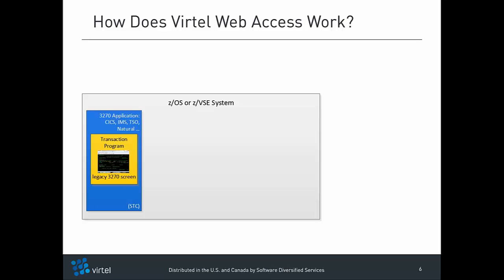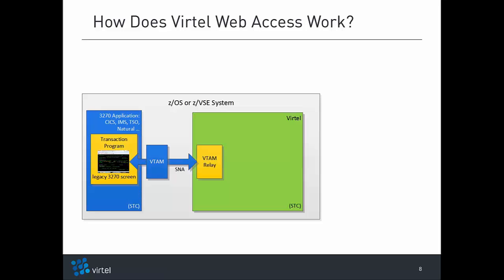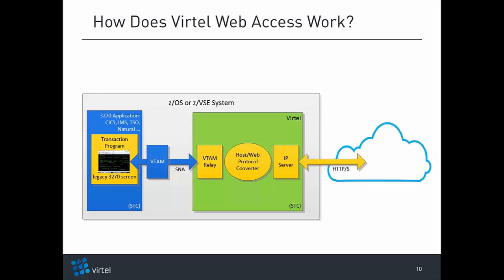3270 applications such as CICS, IMS, and TSO have a screen-based interface. Screens are served to users via VTAM SNA connection. Virtel Web Access, which runs as a started task on the mainframe, behaves as a regular VTAM terminal, but behind the VTAM relay are a protocol converter between host and web connection technologies, and an IP server which manages the HTTP connection with web users.